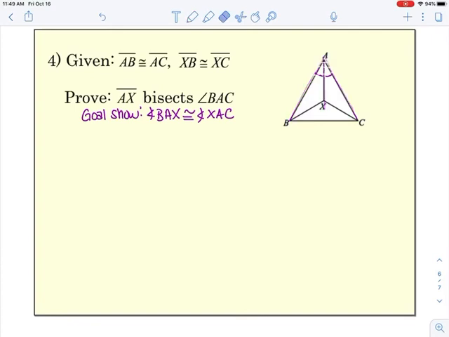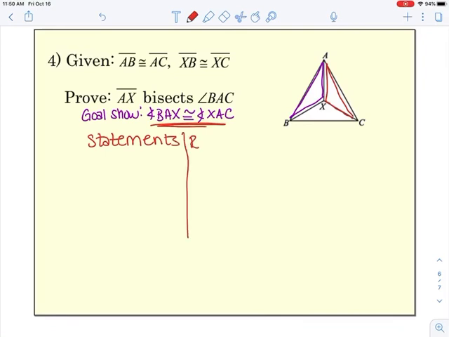So again, let me get rid of what I just drew on there. That was to help me figure out what I need to prove here. And now again, in order to do that, that angle BAX is part of this purple triangle here, and the XAC is part of this triangle here. So if I can prove those two triangles congruent, then I'll be able to use CPCTC to prove my goal angles congruent, and then I'll be able to say that AX bisects BAC. So statements and reasons.